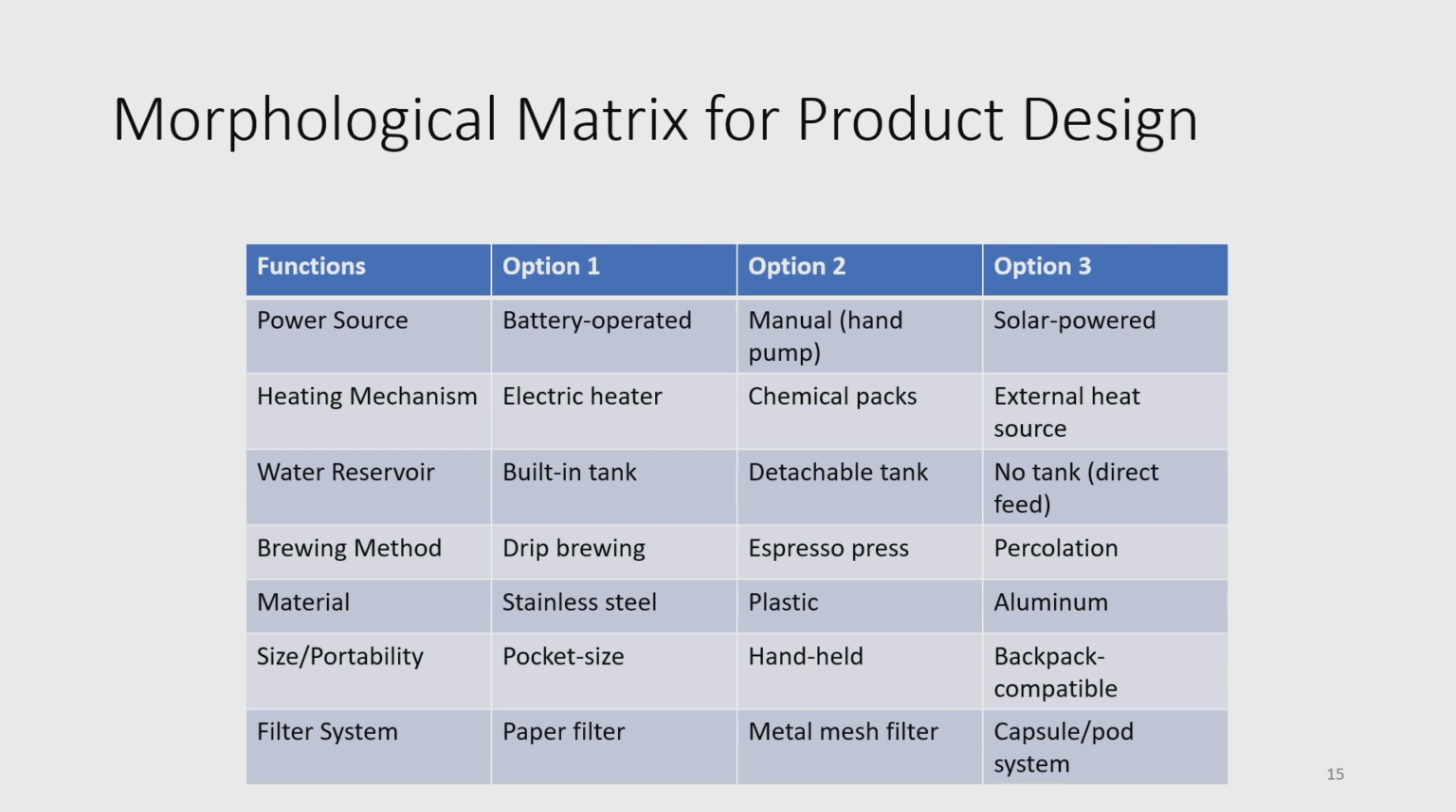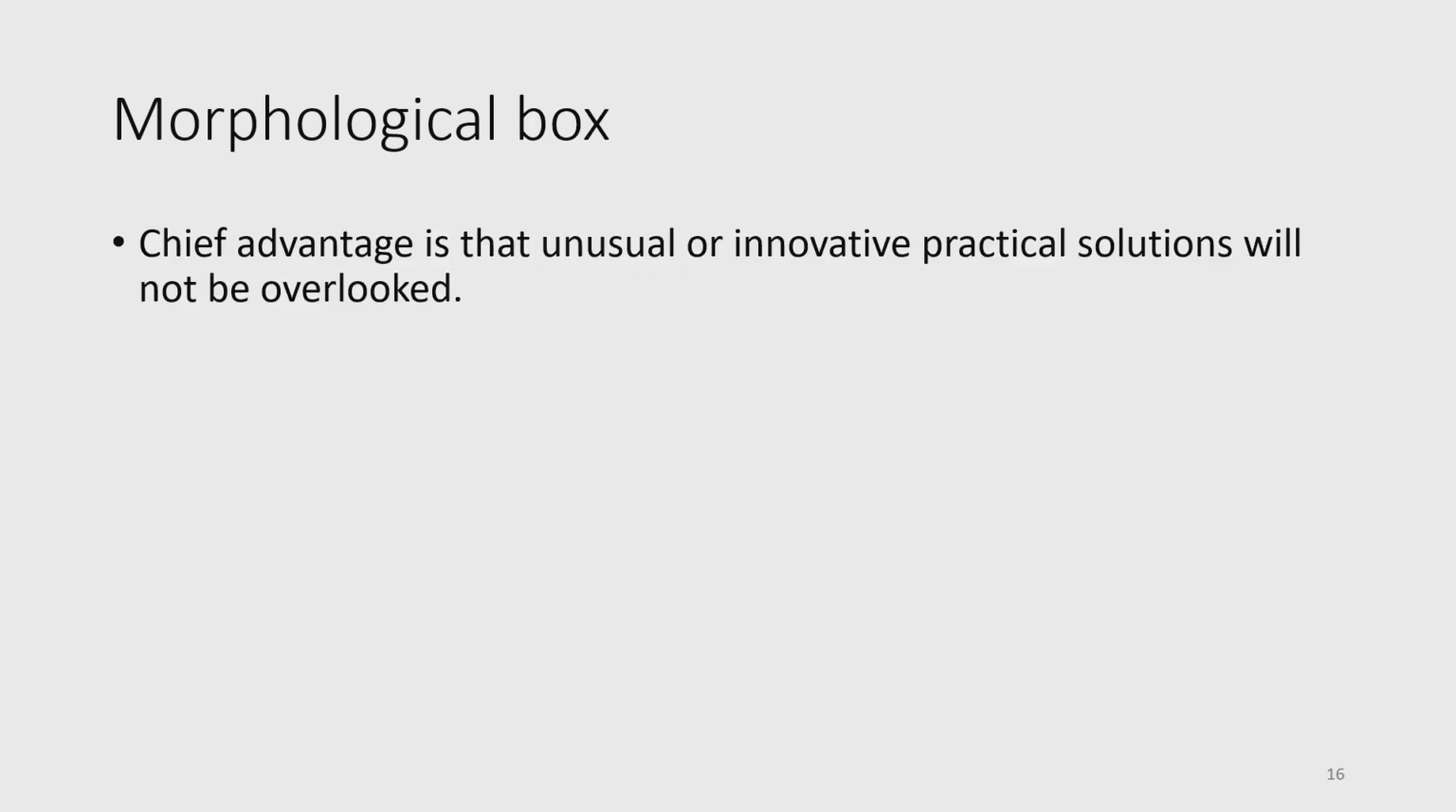So, many combinations can be there. Maybe power source wise you can take option 1, but water reservoir wise you can choose option 3. That means many permutations and combinations are possible and based on that you can design a product. This becomes a morphological matrix. That means I have identified the modules function wise, like power source is one aspect, heating mechanism is another module, like that, and then I am comparing the options.